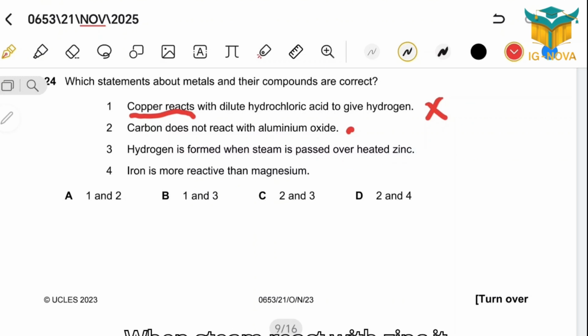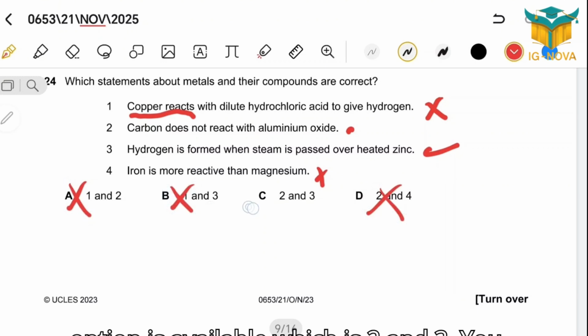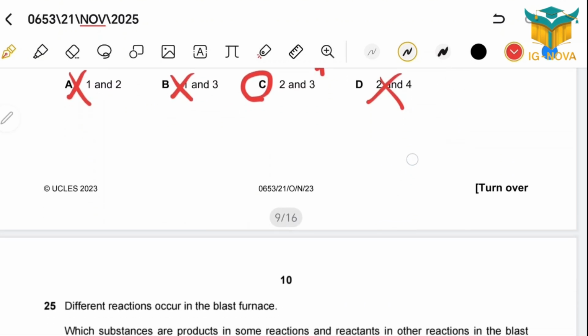When steam reacts with zinc, it does a displacement reaction. So this one is true. And when it does a displacement reaction, it releases the hydrogen in water. Choice 4, iron is more reactive than magnesium. That's completely wrong because you know magnesium is group 2, which is one of the active metals, while iron is a transition metal. So 2 and 3, we may think about them. 1 and 4 are completely wrong, so cross out the wrong answers. You have only one option available, which is 2 and 3. You remember, copper doesn't react with aluminum oxide.